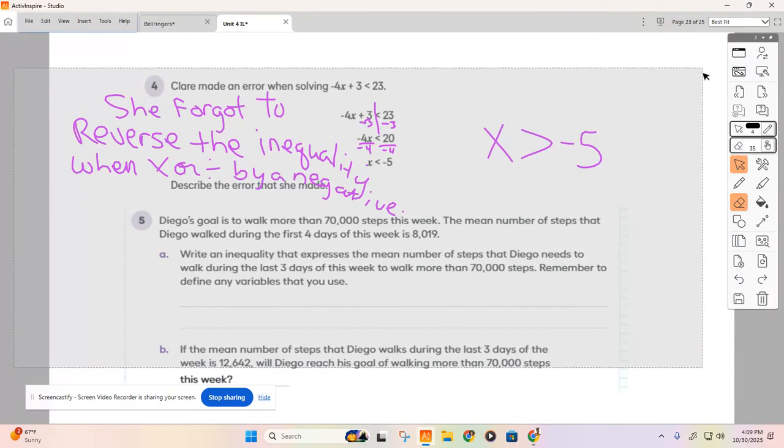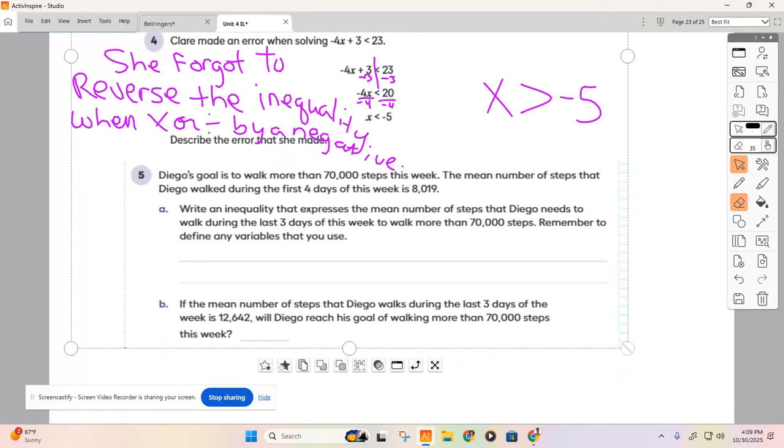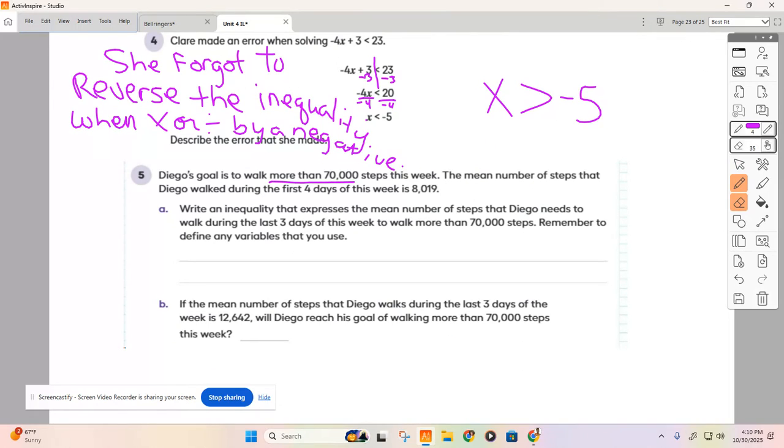Number 5. Diego's goal is to walk more than 70,000 steps this week. The mean number of steps that Diego walked during the first 4 days of this week is 8,019. So first of all, his goal is to do more than 70,000. Mean, they're talking about the average. So the average he did each day for the first 4 days is 8,019.